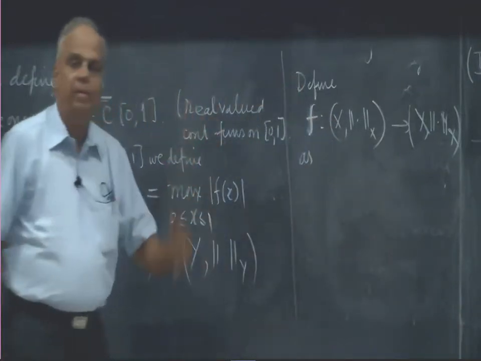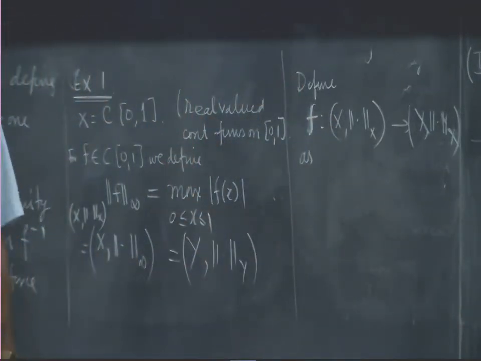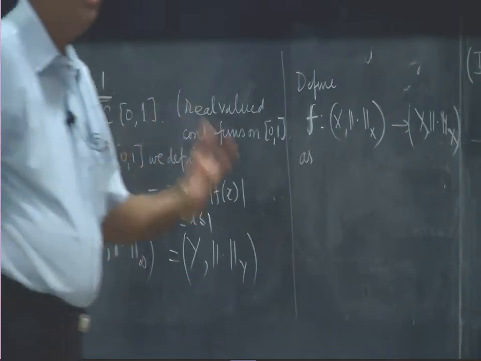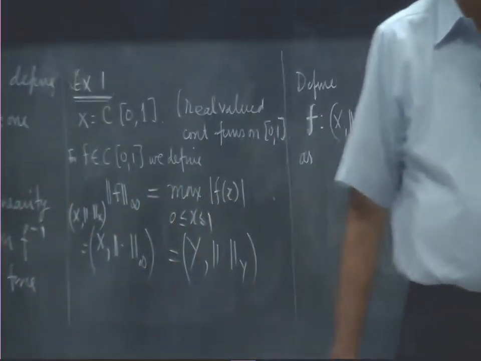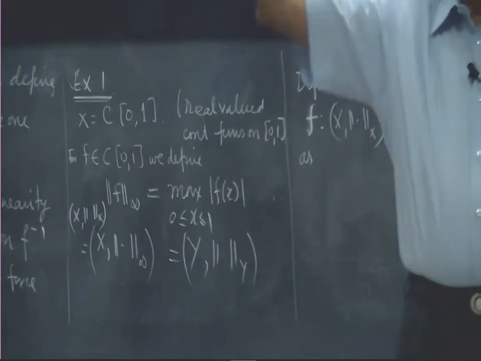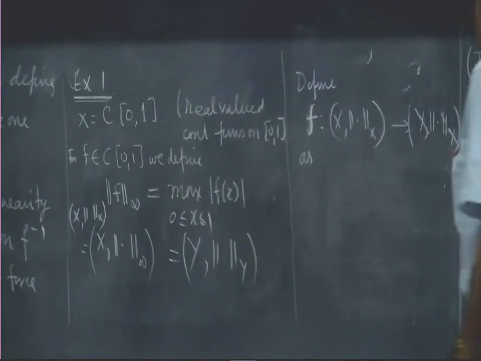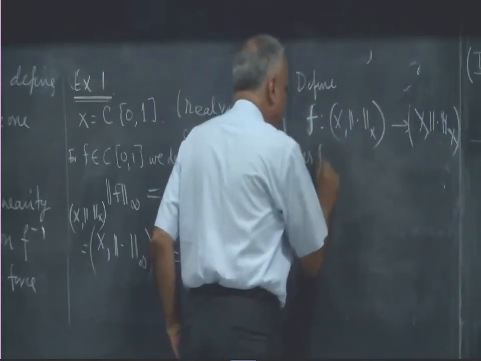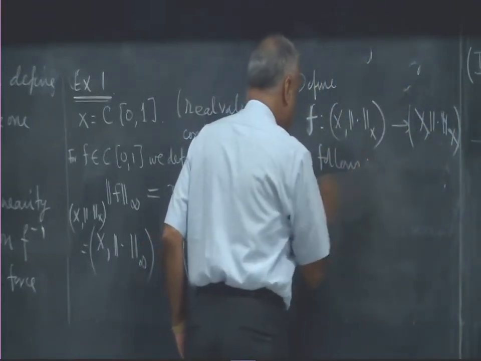So now what should f do? F must take a function from this capital X, which means f must take a continuous function and map it onto another continuous function. So it takes continuous functions to continuous functions. In other words, it takes a continuous path and maps it into another path. So therefore, we define it as follows.